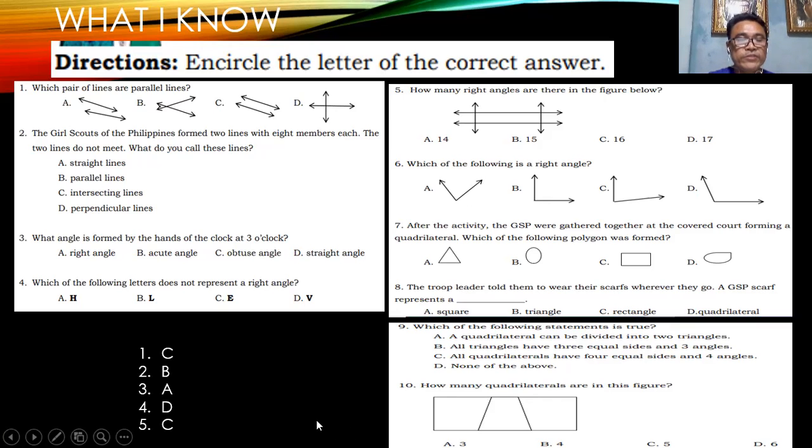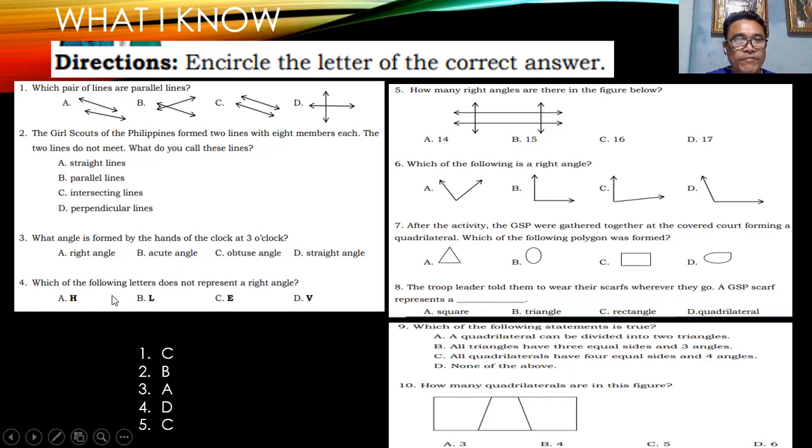Let's check your answers. Okay, for number 1, which pair of lines are parallel lines? The answer is letter C. Number 2, the Girl Scouts of the Philippines form 2 lines with 8 members each. The 2 lines do not meet. What do you call these lines? The answer is letter B, parallel lines. 3. What angle is formed by the hands of the clock at 3 o'clock? The answer is letter A, right angle.